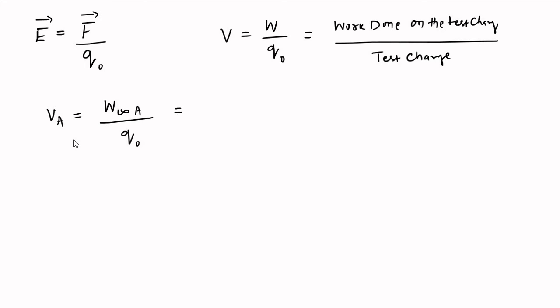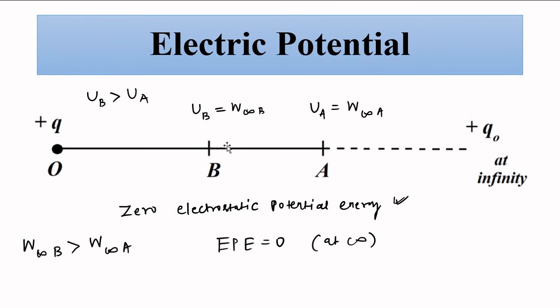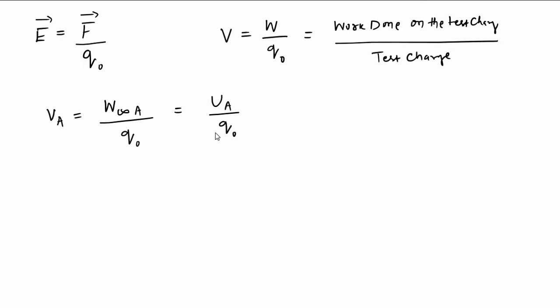which is simply the electrostatic potential energy of the test charge at point A divided by q0. And similarly, the electric potential at point B is given by VB, the work done in moving the test charge q0 from infinity to B divided by the test charge value, which is the electrostatic potential energy of the test charge q0 at point B divided by q0.